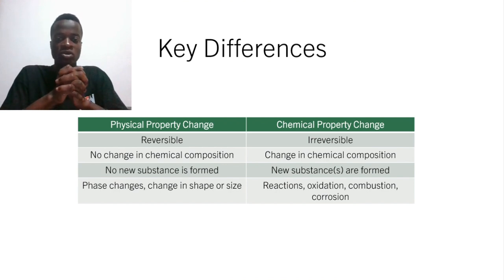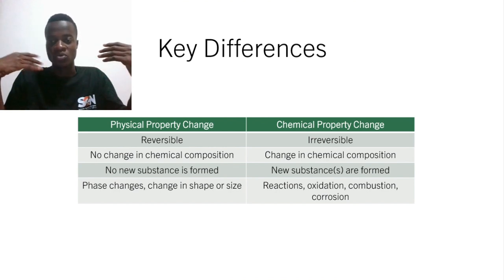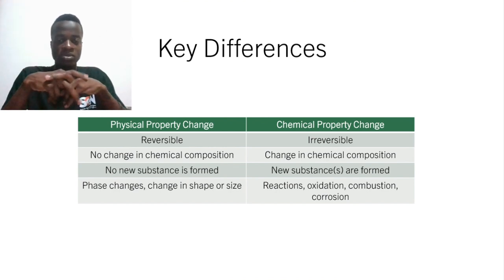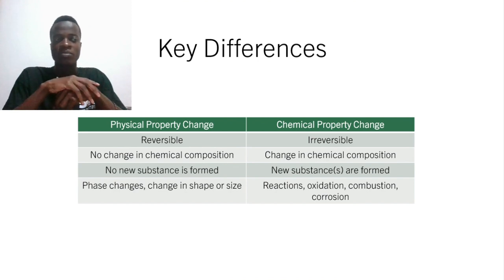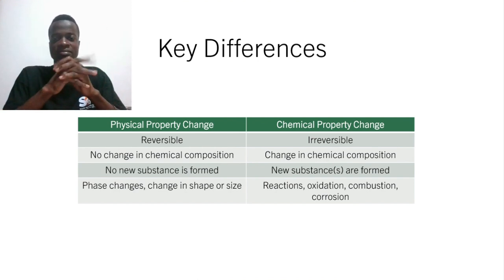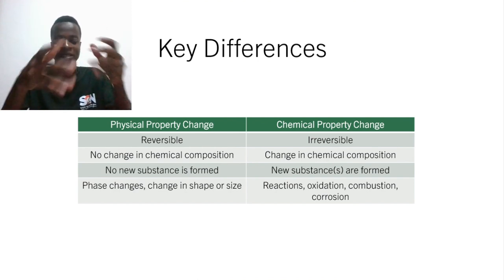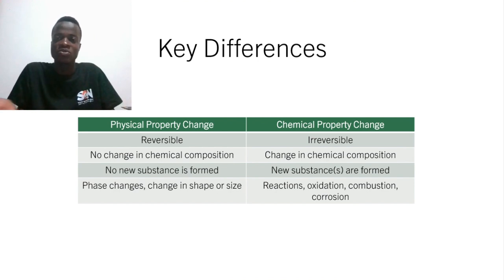Now, physical property change, we said that many times. This is the basic difference: no change in chemical composition, but a chemical property change exhibits change in chemical composition. That's the basic difference, right? In a physical property change, no new substance is formed. In the case of ice and water, the name is changed, but the substance itself is still H2O, and the liquid is still H2O. So there's basically no new substance formed. They're just changing the shape, how it looks, but the substance is still the same.